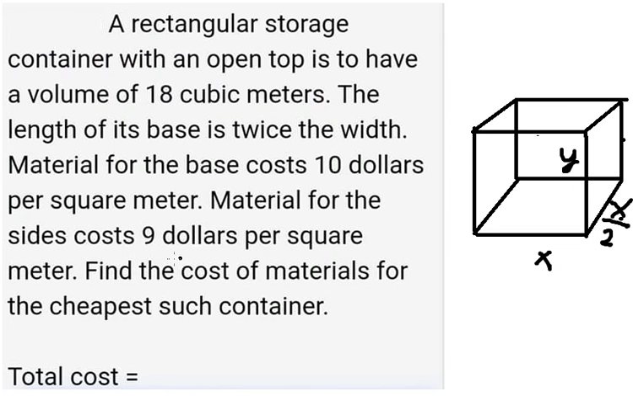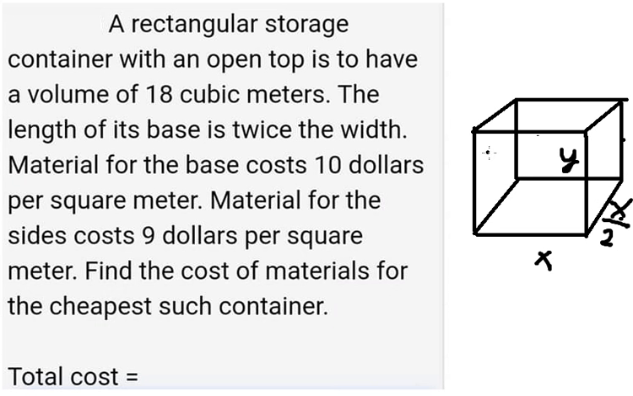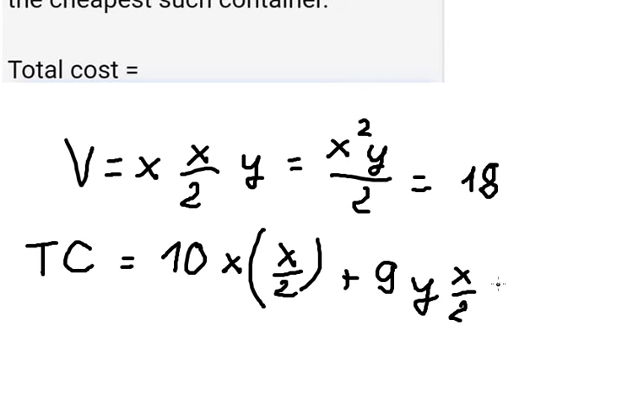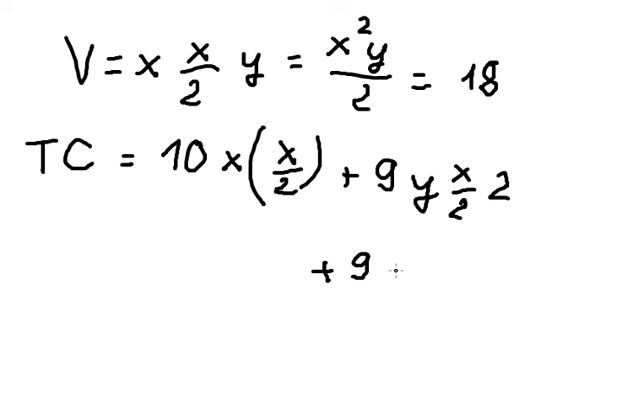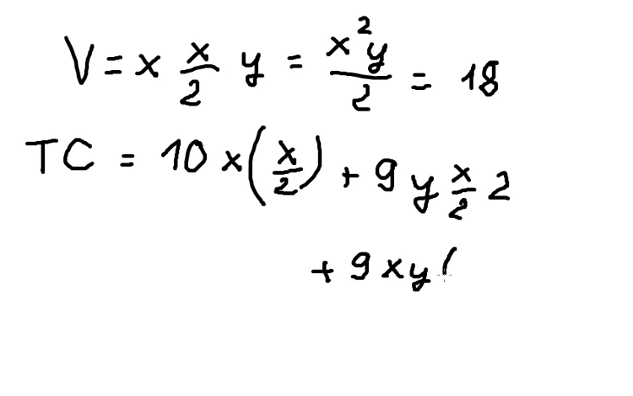The next one, the cost of the sides, that's $9 per square meter. So the sides are in here, and we have four sides. So we have 9 multiplied by Y and S over 2. This is one side. Because we have two sides opposite, we need to multiply by 2. And the next side is 9 multiplied by SY. But we have the opposite side, so we need to multiply by 2. Now we need to simplify this.